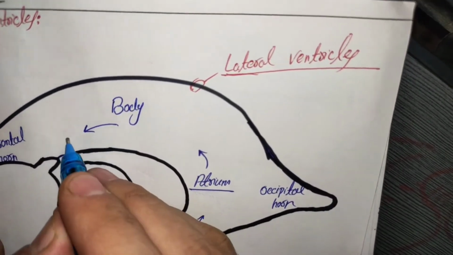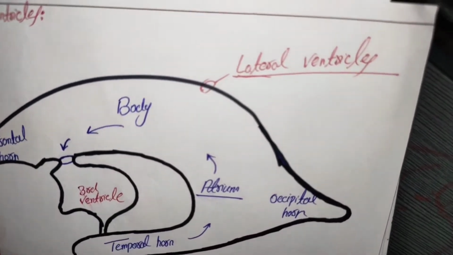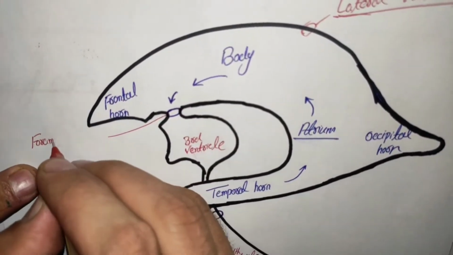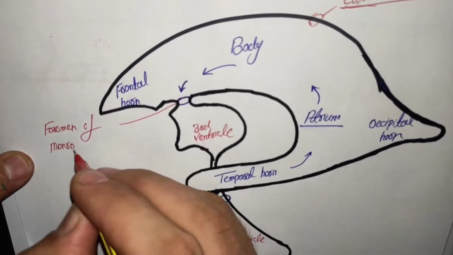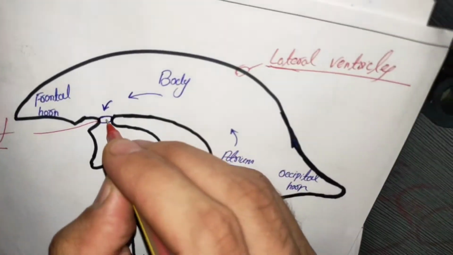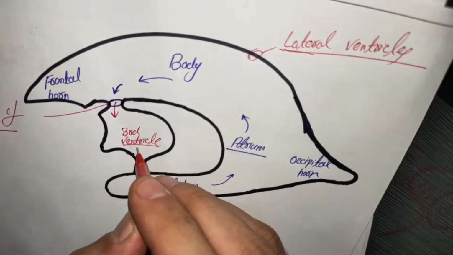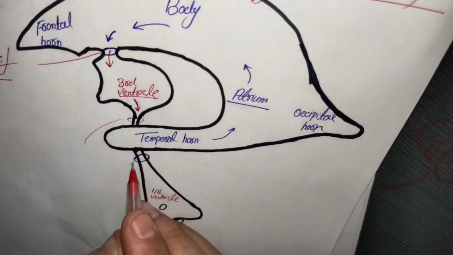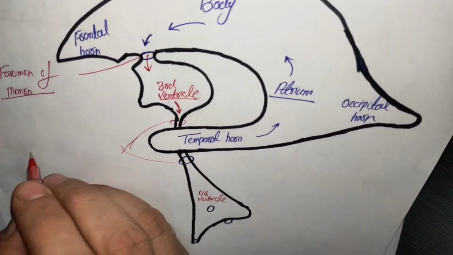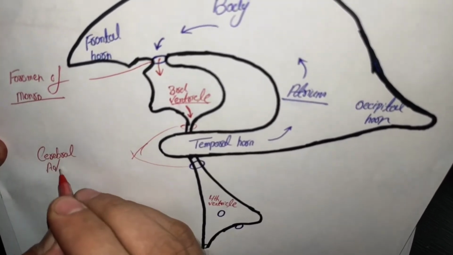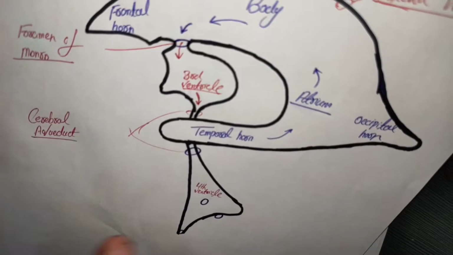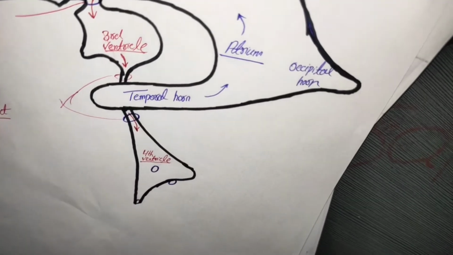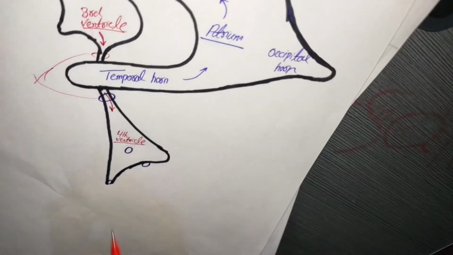From all these parts, CSF flows down to the third ventricle through the foramen called the foramen of Monro. From the foramen of Monro, it flows down to the third ventricle. From the third ventricle, it flows down to the fourth ventricle by the cerebral aqueduct. Now the CSF is in the fourth ventricle.